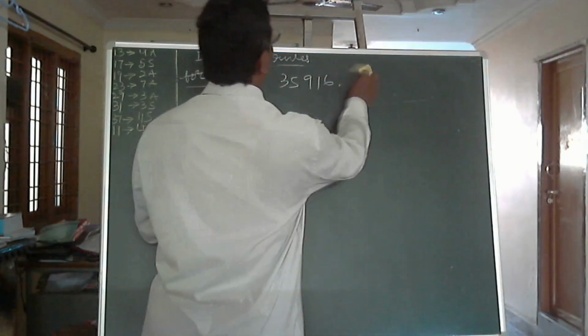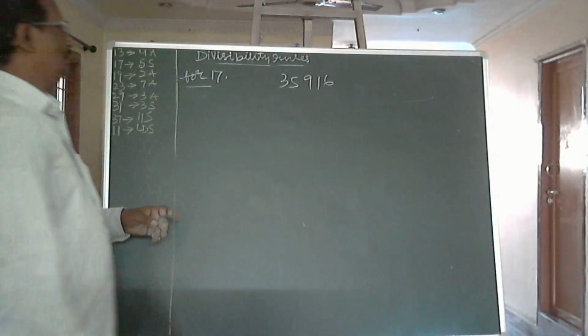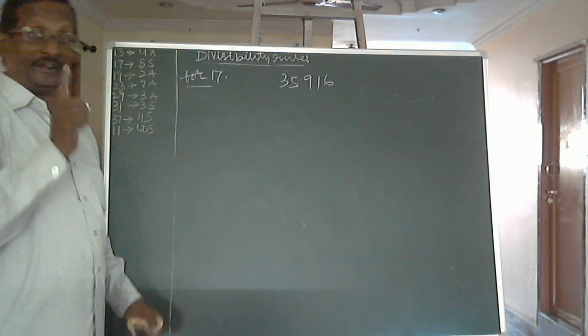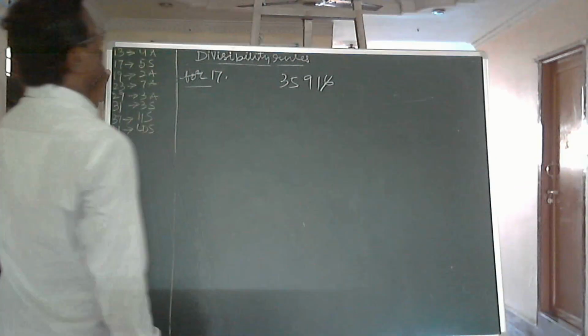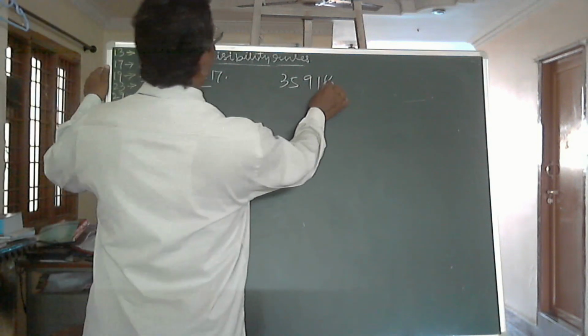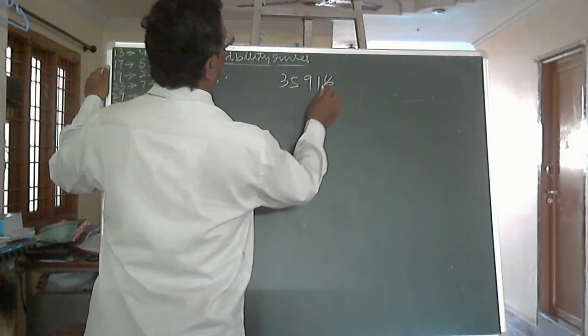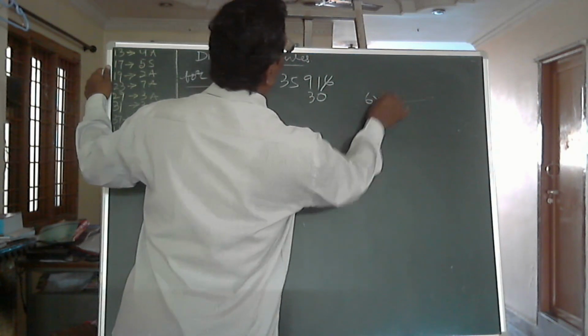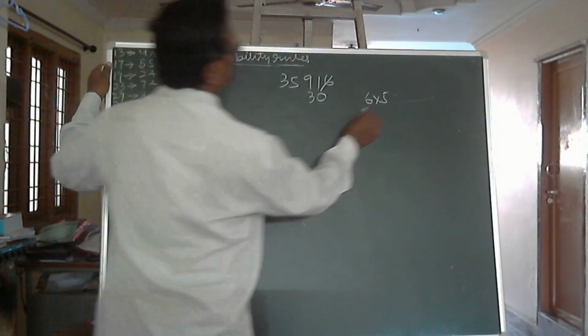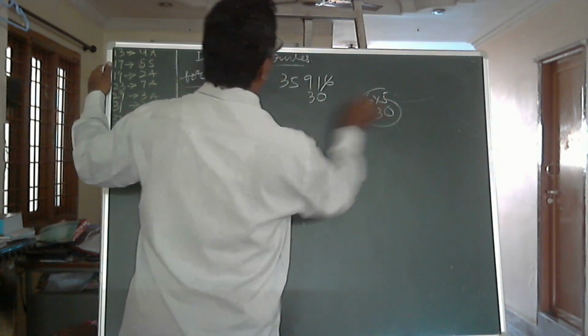Let us take some smaller number. For 17, 5 times the last digit. Cut this last digit and 5 times is to be subtracted. 5 times 6 is 30. 6 into 5, this 30 is to be subtracted.